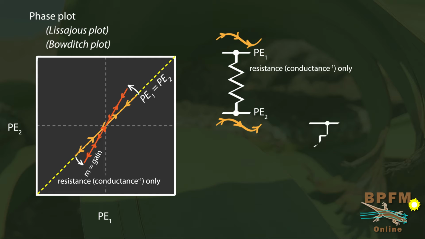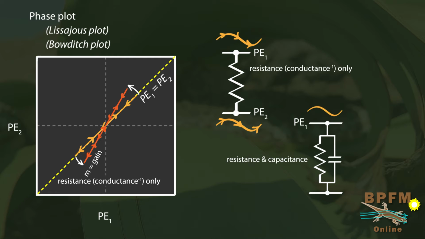Okay, what about a circuit that has a storage capacity, that is, with resistance and capacitance? When there's a capacitance, the two potential energies do not vary in synchrony. Rather, there's a phase difference between them. In other words, the peak potential energy in PE1 is shifted with respect to the peak potential energy of PE2. The magnitude of the phase shift is dependent upon how capacious the capacitor is. When there's no capacity, the phase shift is 0, and the phase plot, again, is a straight line.